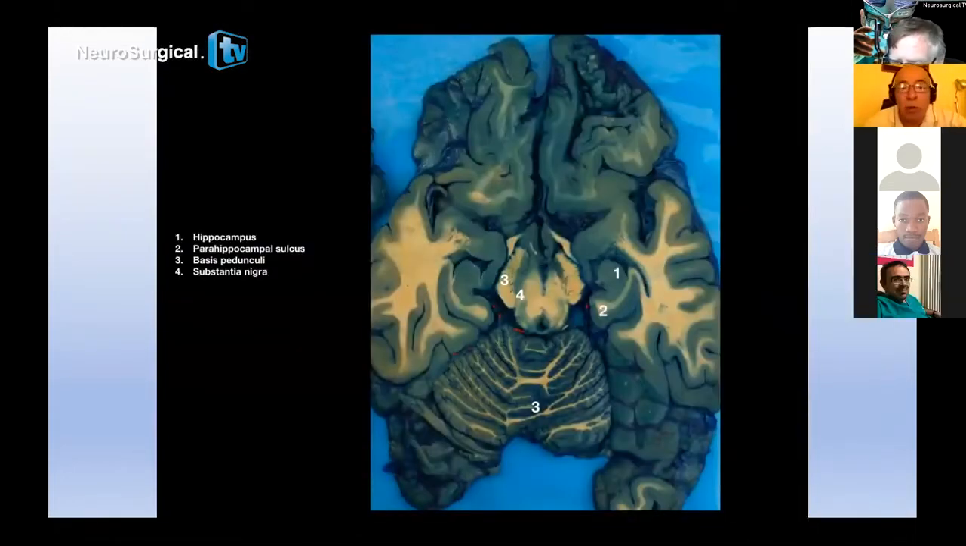Here, for example, we have the hippocampus in number 1. Look at this. This is a really beautiful axial cut. This is the hippocampus. The parahippocampal sulcus. The basis of peduncle, this is this one. And in number 4, the substantia nigra.